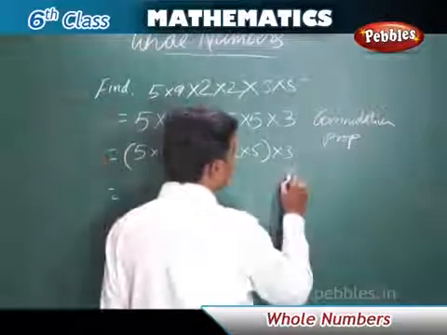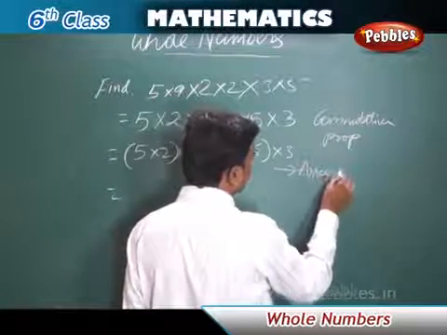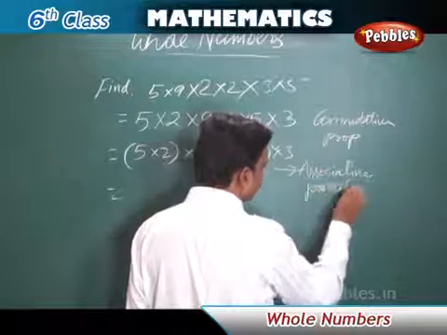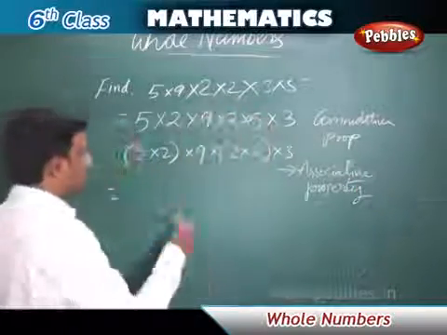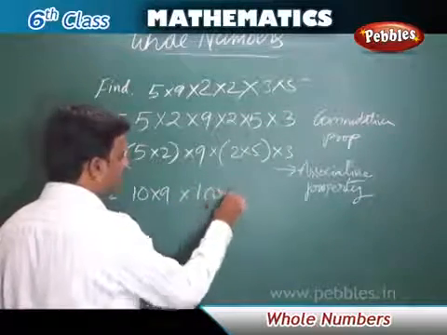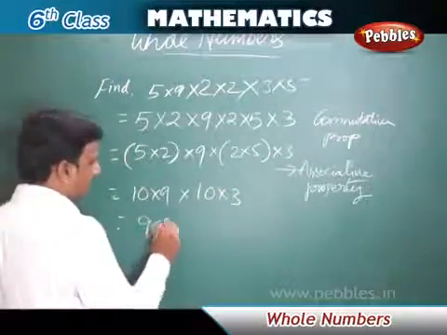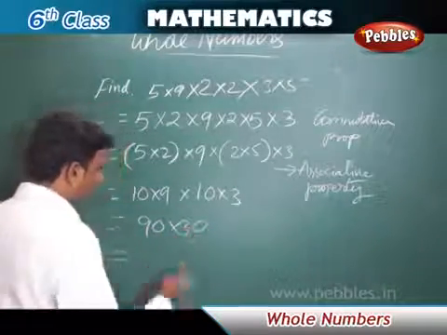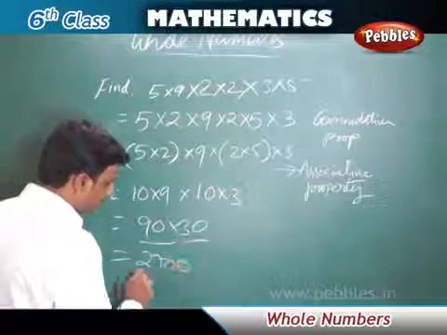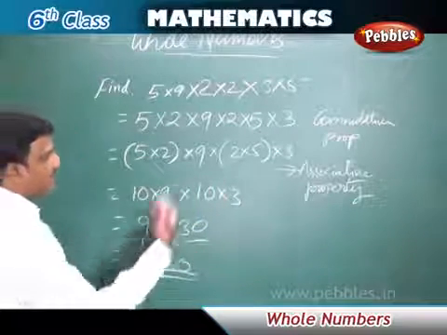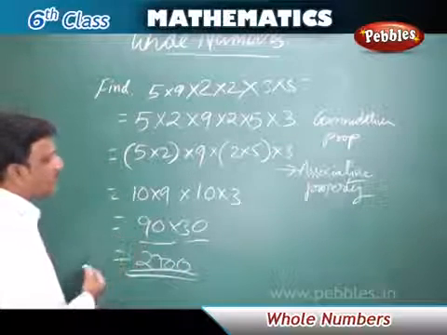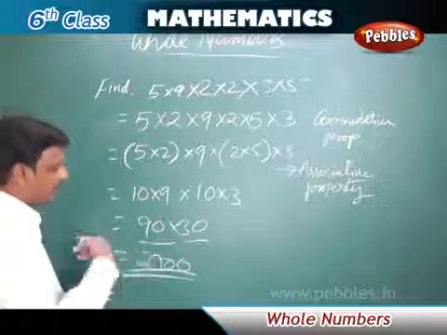So this is the associative property. 5 twos are 10, into 9; 2 fives are 10, into 3. So 10 nines are 90, into 10 threes are 30. So 90 into 30 is equal to 2700. So in this way, by applying the commutative property and the associative property, we could do this multiplication in a simple and easy way to directly find the answer.